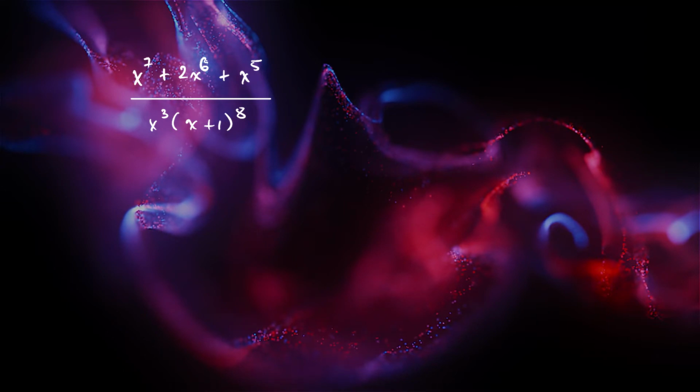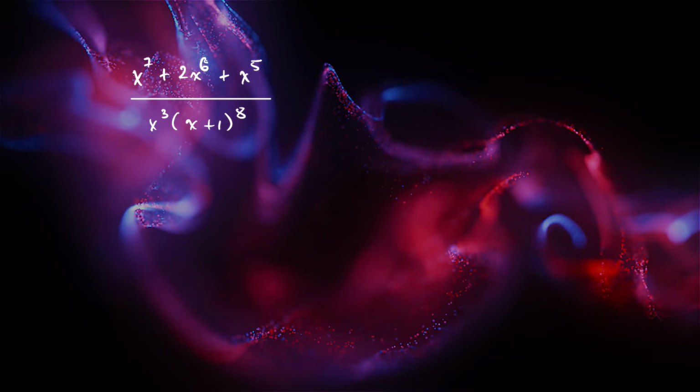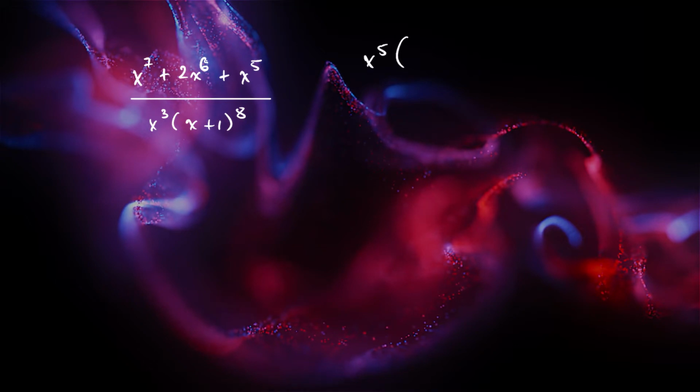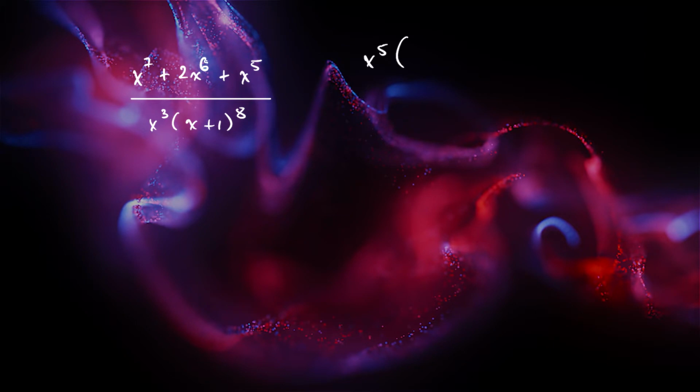So essentially we'll look at our numerator and we'll see what has the lowest degree or the lowest power of x. We can see it's x to the power of 5, right? So we'll take x to the power of 5 out, and then we'll multiply it by whatever's left. So we'll have x to the power of 5 multiplied by what gives me x to the power of 7. x to the power of 5 multiplied by x squared gives me x to the power of 7. So we'll have x squared as our first term inside the bracket.